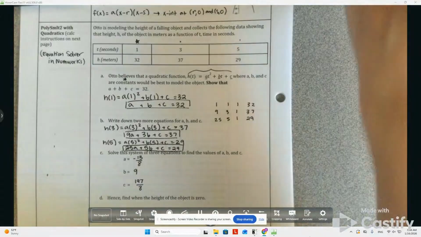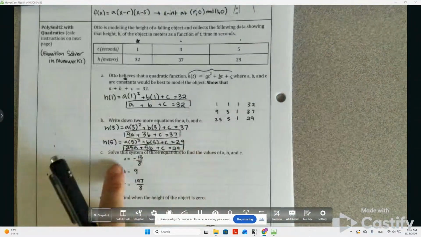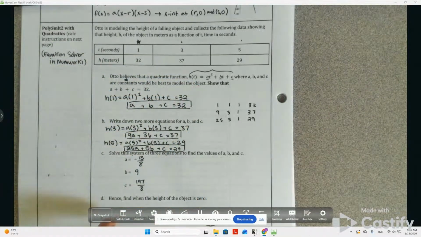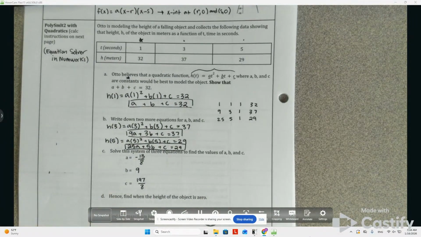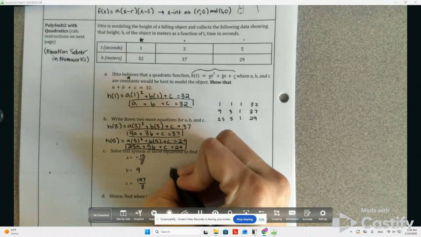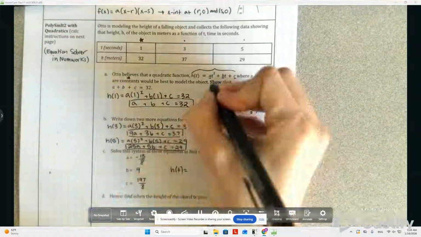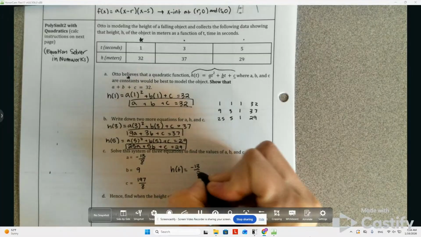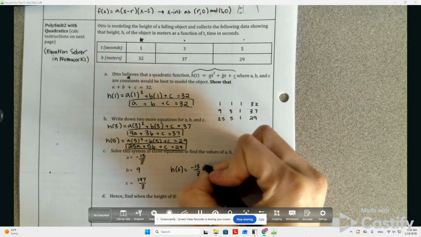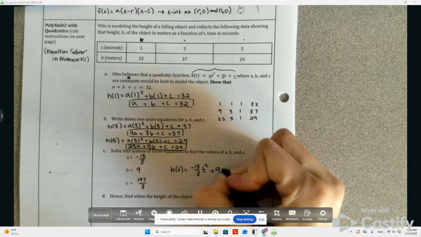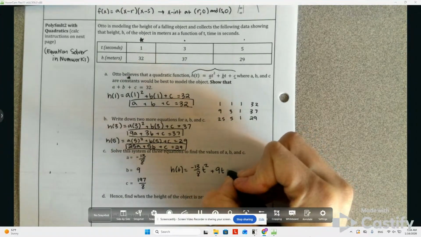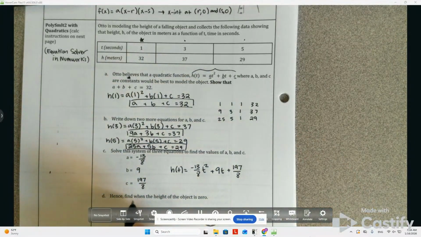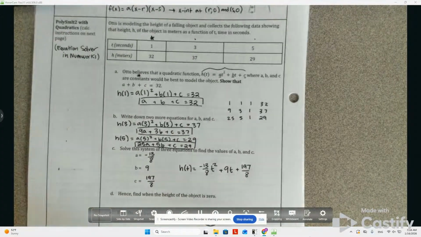We're not actually done yet here. We want to find it, or I guess we are kind of done with A, B, and C. I'm going to write out the equation though, because we're going to need to use that for the next parts. So the equation h of t is going to be negative 13 over 8 t squared plus 9t plus 197 over 8. Hence, find when the height of the object is 0.